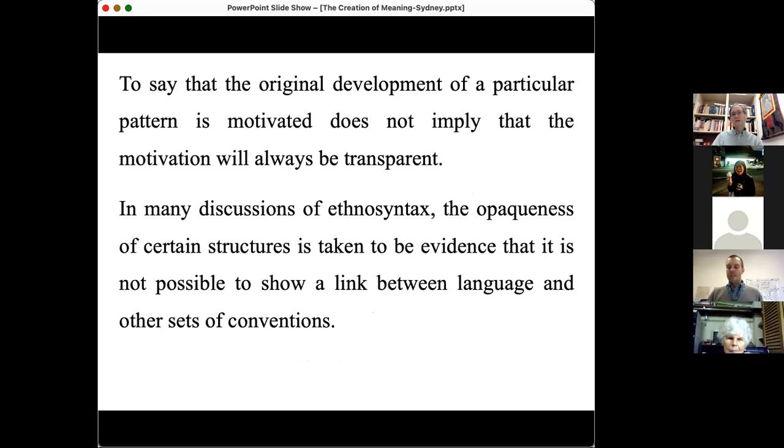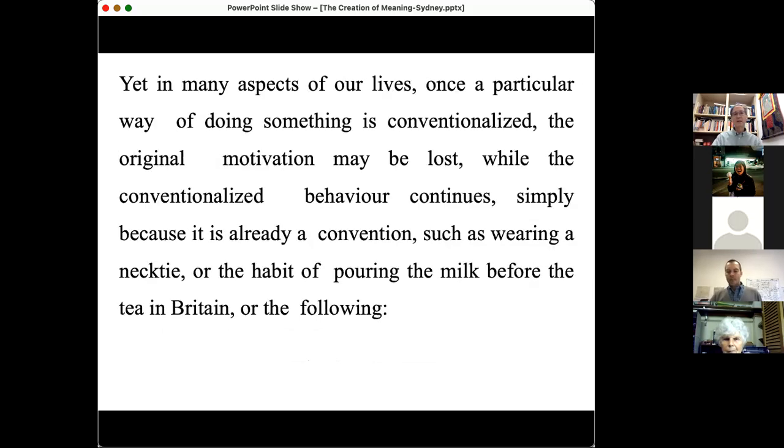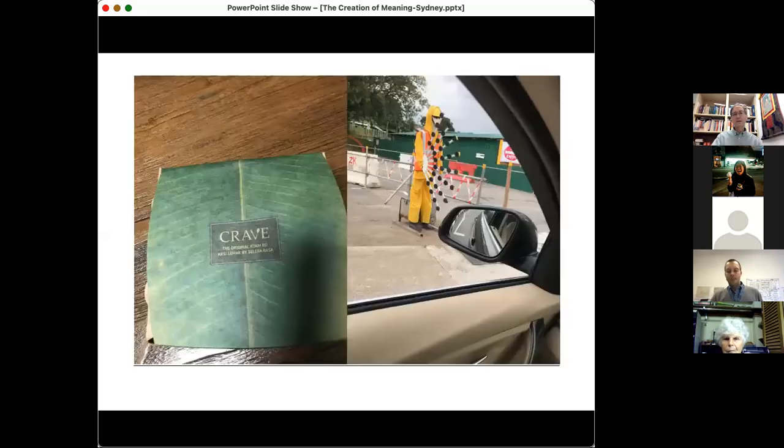To say that the original development of a particular pattern is motivated does not imply that the motivation will always be transparent. In many discussions of ethnosyntax, the opaqueness of certain structures is taken to be evidence that it's not possible to show a link between language and other sets of conventions. Yet in many aspects of our lives, again, it's a general principle, once a particular way of doing something is conventionalized, the original motivation may be lost while the conventionalized behavior continues simply because it's already a convention, such as wearing a necktie, or the habit of pouring milk before the tea in Britain, or some of these things like when you buy nasi lemak in Malay areas here, like Singapore, Malaysia.